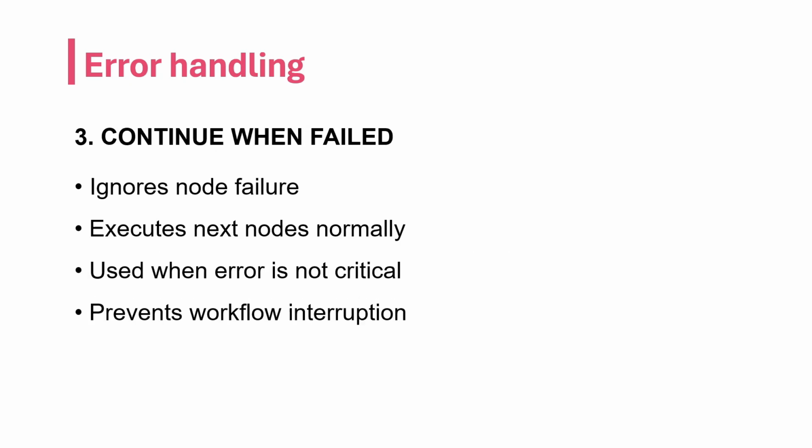Now, the third type is continue on fail. Here, even if a node fails, the workflow doesn't stop. It keeps executing the next node. You might use this when the failed step is optional. For instance, if an email sending node fails, but you still want to log the data in Google Sheets, you can continue. This keeps your automation smooth and avoids complete stops for small errors.